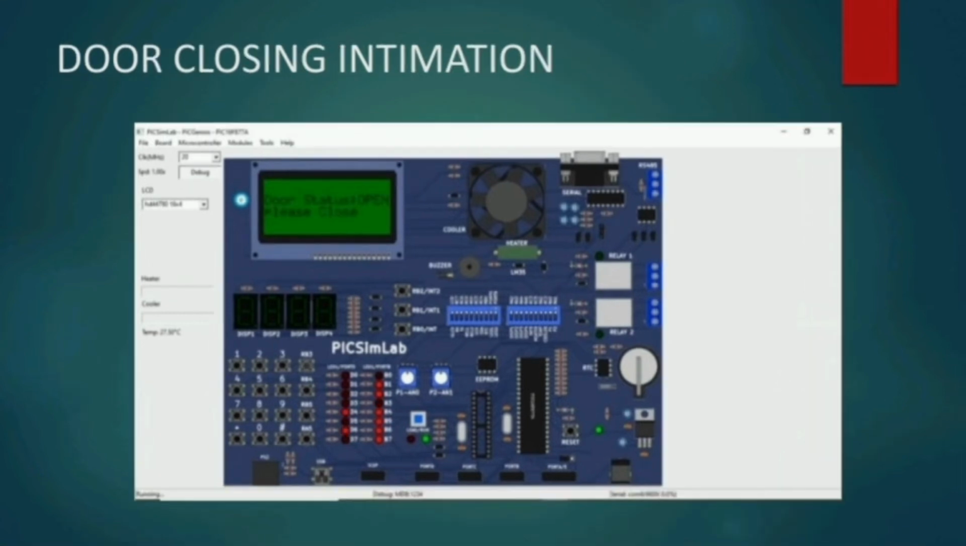Door closing intimation is also another feature. If we press RB3, it will ask about the door. It will show that the door status is open and prompt us to close the door. These are the things I have learned in the microwave oven simulation. Next, let me explain my project in video representation.